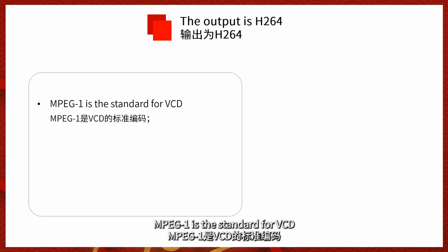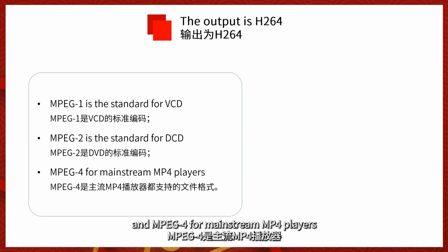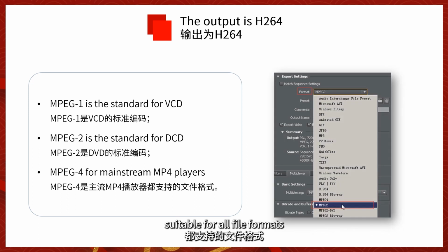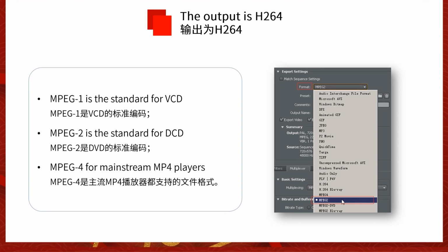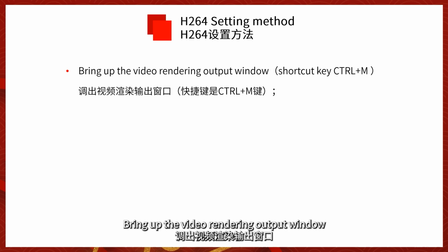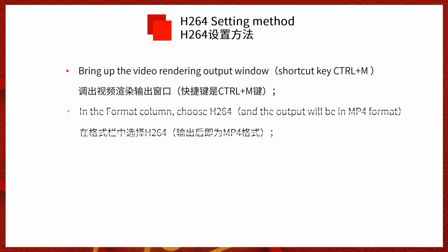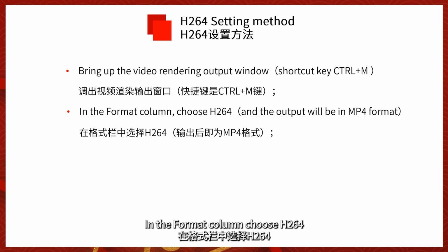MPEG-1 is the standard for VCD, MPEG-2 for DVD, and MPEG-4 for mainstream MP4 players, suitable for all film formats. Set up H.264. Bring up the video rendering output window. Shortcut key Ctrl and M. In the format column, choose H.264, and the output will be in MP4 format.